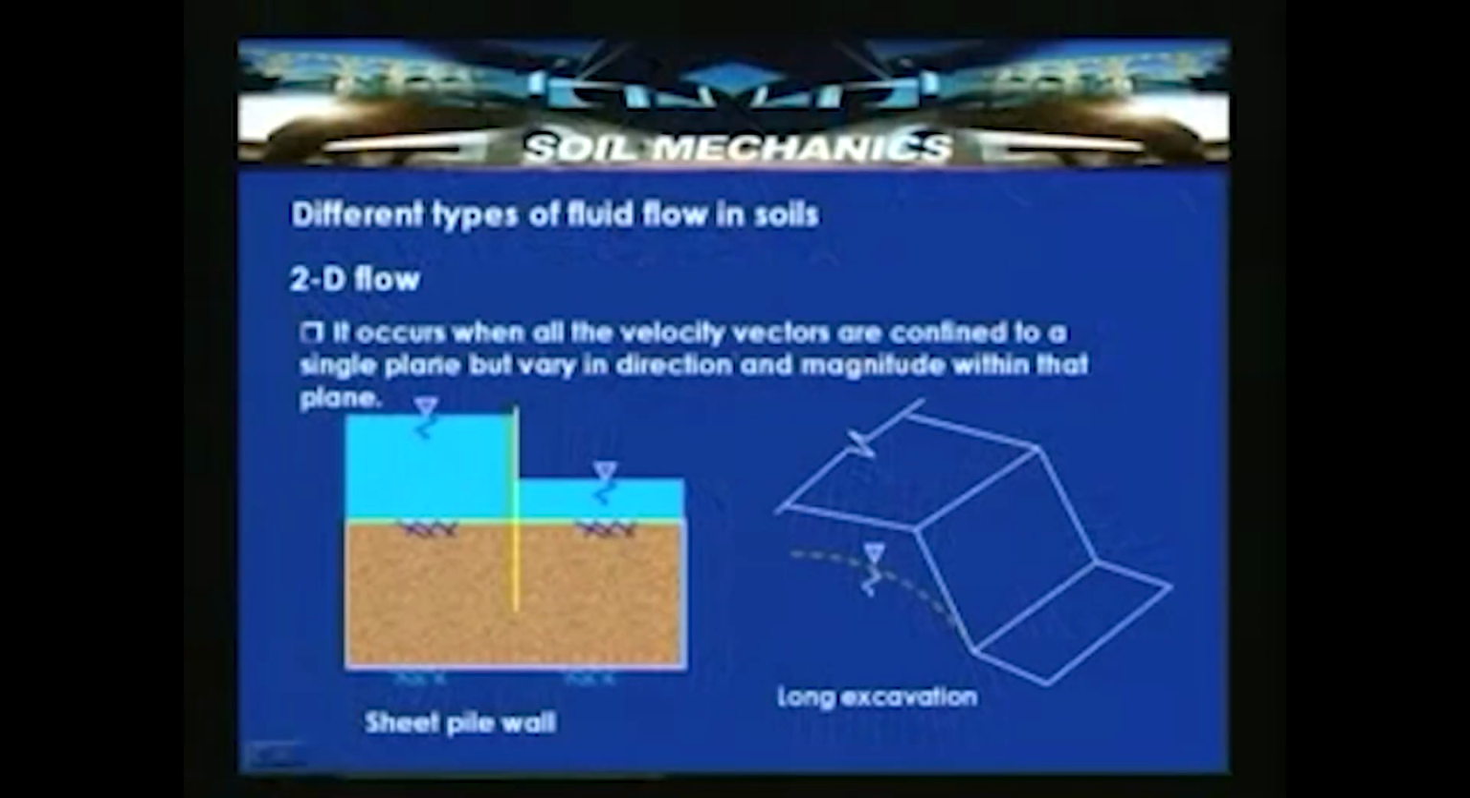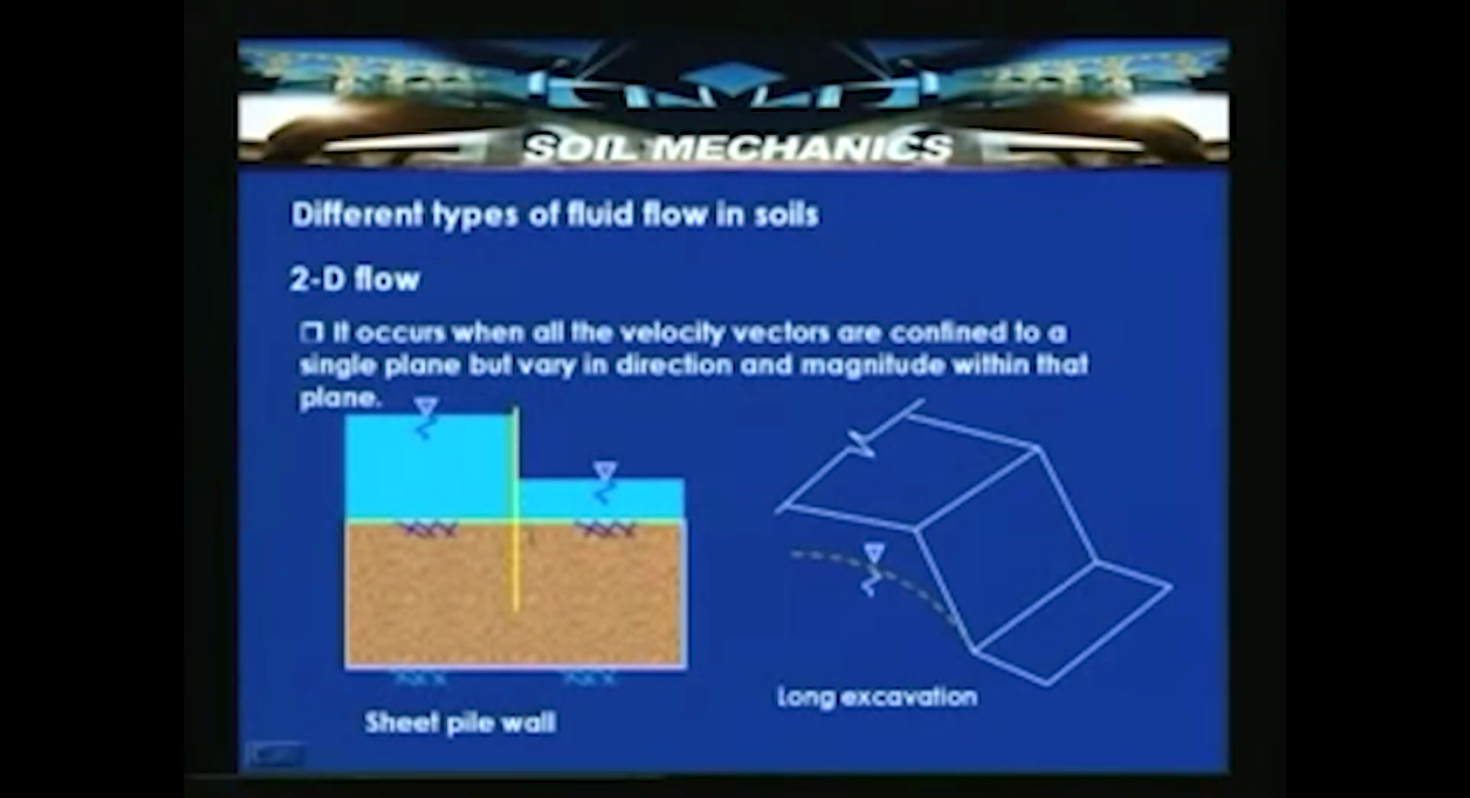Now, another type of flow is 2-dimensional flow. It occurs when all the velocity vectors are confined to a single plane, but vary in direction and magnitude within that plane. An example is the flow adjacent to a sheet pile wall. Generally, we place these sheet pile walls to retain water at the other end, and water flows from higher head to lower head. The higher head is called the upstream head and the lower head is called the downstream head. The flow occurs from the upstream end to the downstream end.